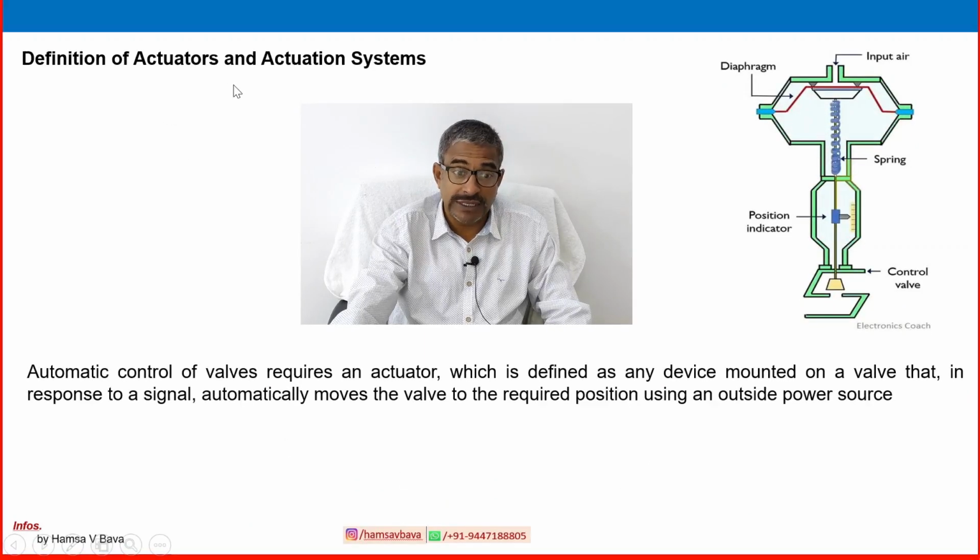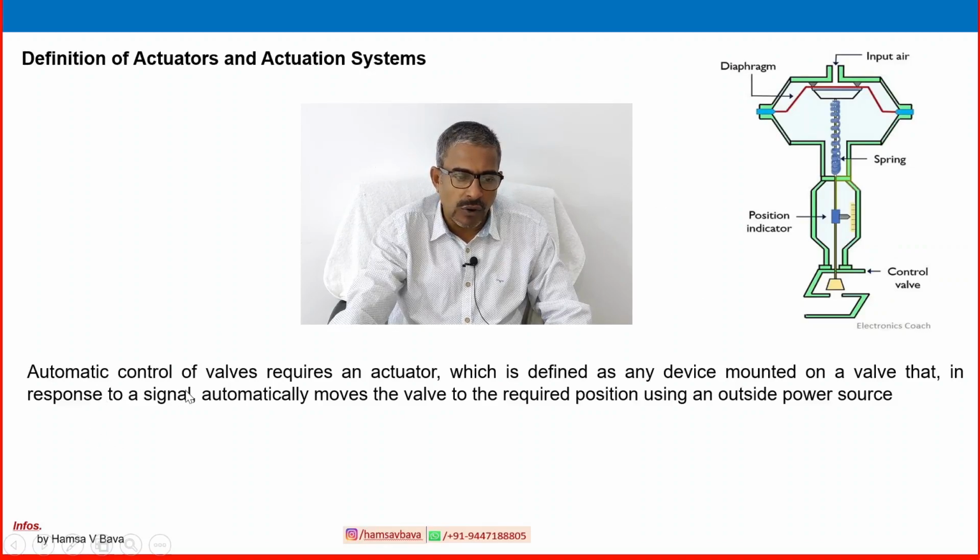Definition of actuators and actuation system. You can see the picture is a typical example of a control valve. This is the flow area, the closure element, the pipe is connecting, and this is the position indication, and this area we can simply call the actuation system here. Here the diaphragm is inside. Details we will give in coming slides.